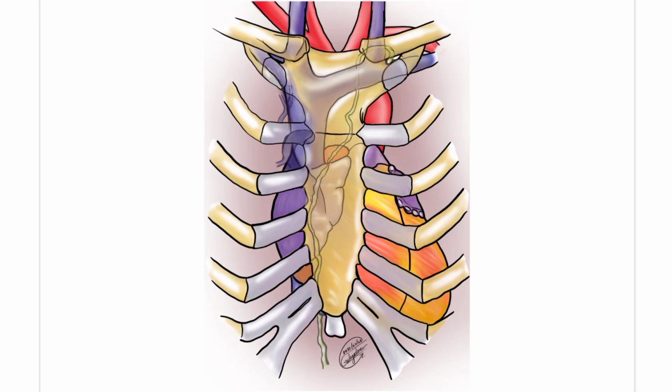Then the right brachiocephalic vein descends almost vertically like this, and the left brachiocephalic vein descends by passing posterior to the superior portion of the manubrium sterni. The right and left brachiocephalic veins form the SVC behind the right first costal cartilage.